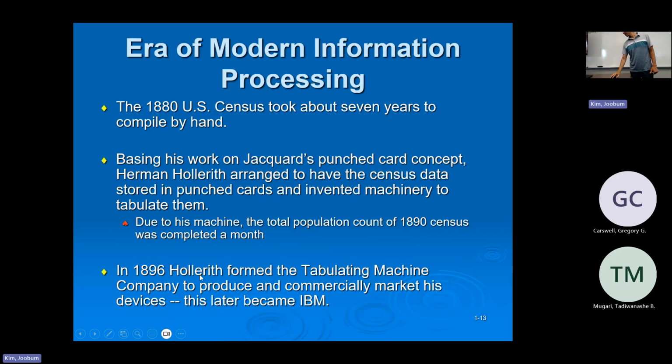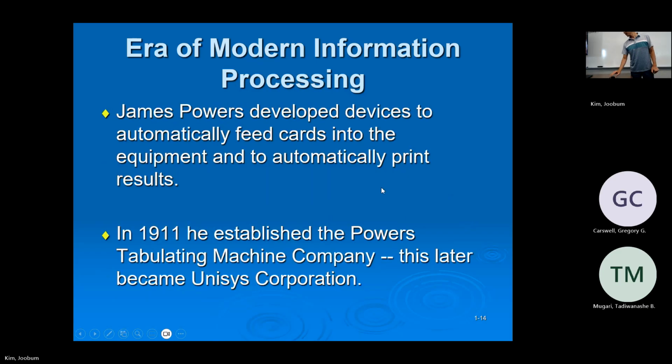And this guy formed a company, the Tabulating Machine Company, which later became IBM. You know IBM, right? Another man, James Powers, developed a device that automatically fed the card into equipment and automatically printed the results. He established a company named Unisys Corporation.